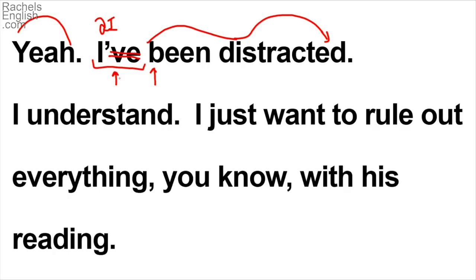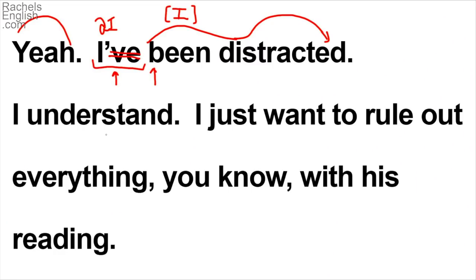I've been distracted. Now here we have EE. Two E's, but that makes the I as in sit vowel, not the E vowel. I've been distracted. The ED ending is pronounced as an extra syllable, I plus D, when the sound before is a T or D. So it's a whole extra syllable here because it comes after a T. Distracted.